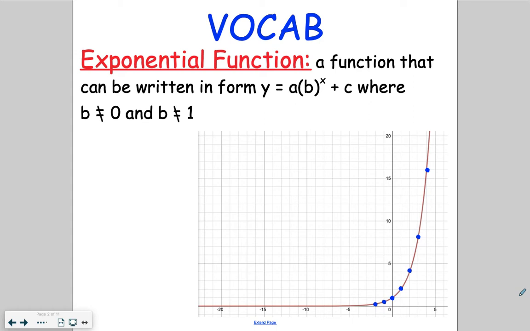This is a function that can be written in the form y equals ab to the x power plus c, where b is not equal to 0 and b is also not equal to 1. So, for example, this graph over here illustrates the function y equals 2 to the x power. So this is the most basic function that we have.